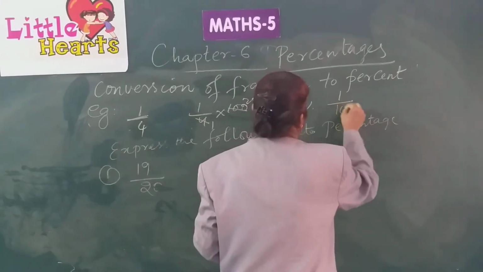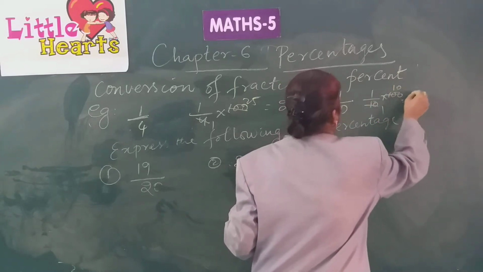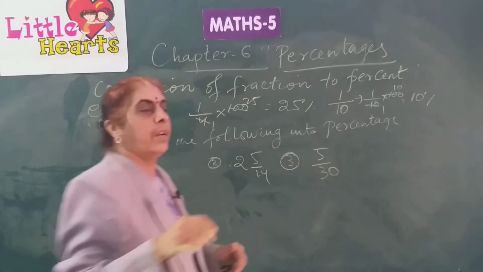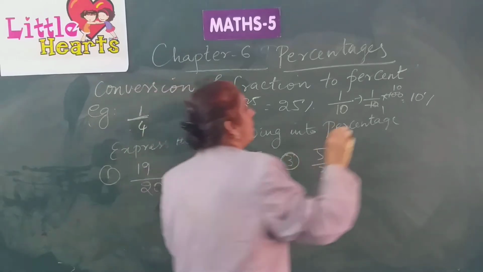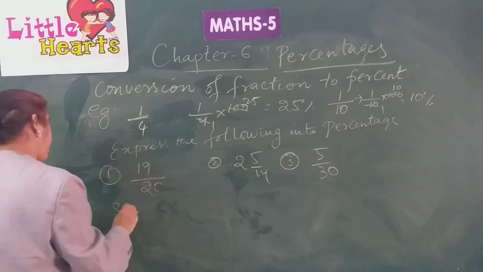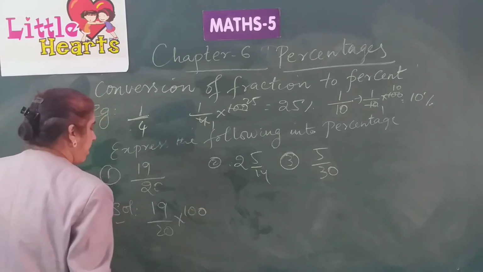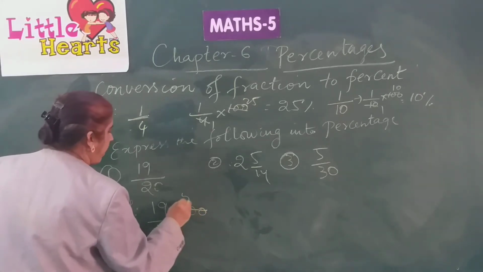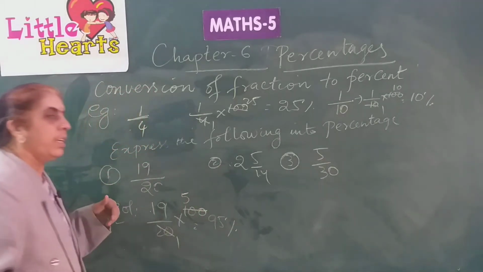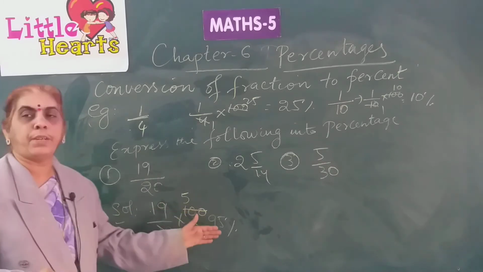Next, 1 by 10. 1 by 10 into 100. 10 ones are 10, 10 tens are 100. 10%. Just multiply the fraction by 100 and after cancellation put the symbol percent for the answer. 19 by 20. 19 by 20 into 100. 20 ones are 20, 20 5s are 100. 19 5s are 95%. If you get 19 out of 20 in a test, your percent is 95%.